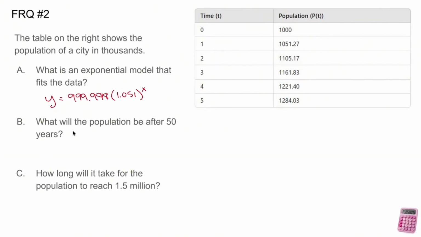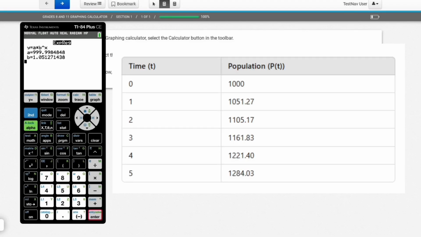What will the population be after 50 years? Well, let's go to the calculator and see what happens when time is 50 and what number we get. Keeping in mind, this is in thousands, so I'm going to have to do a little converting. Now, part B here is asking me to find the population after 50 years. So this is what I'm going to do.